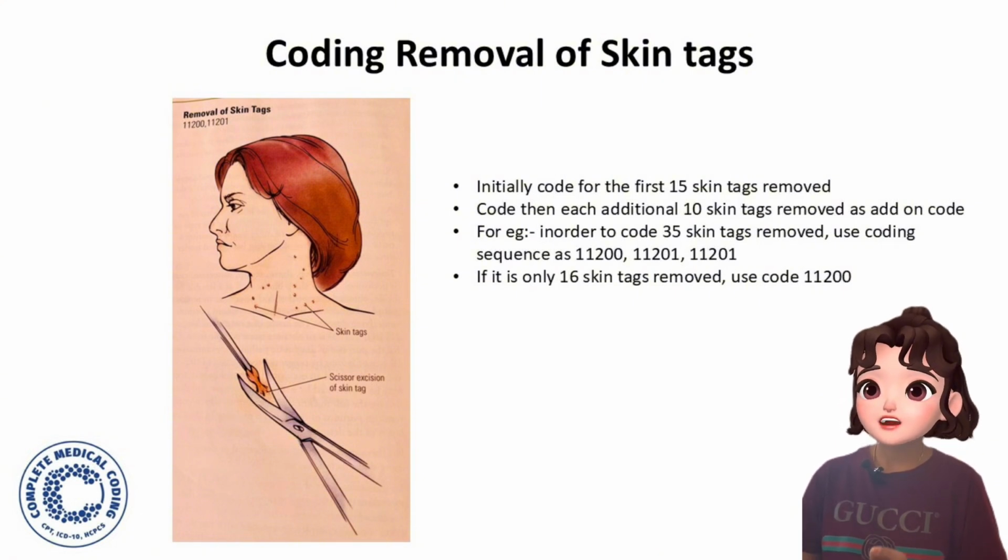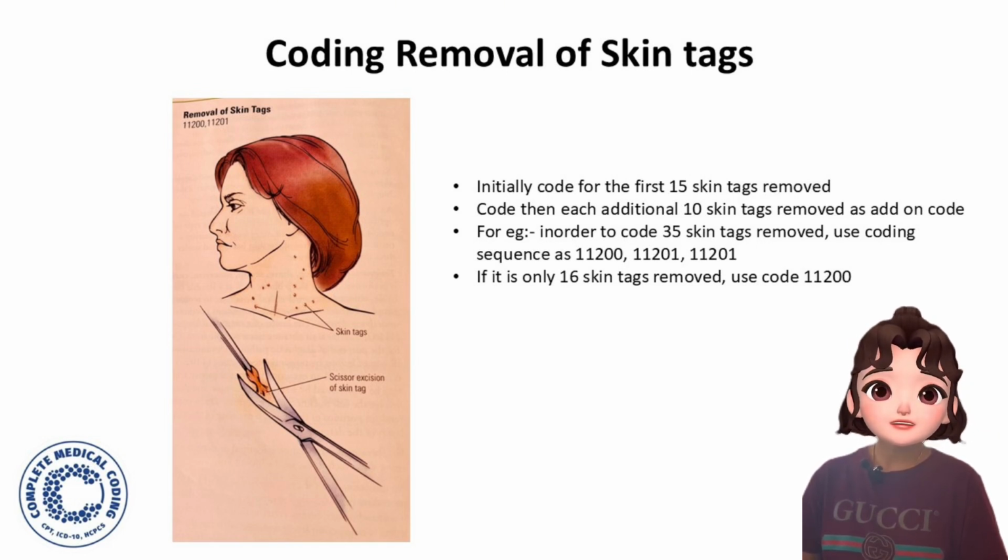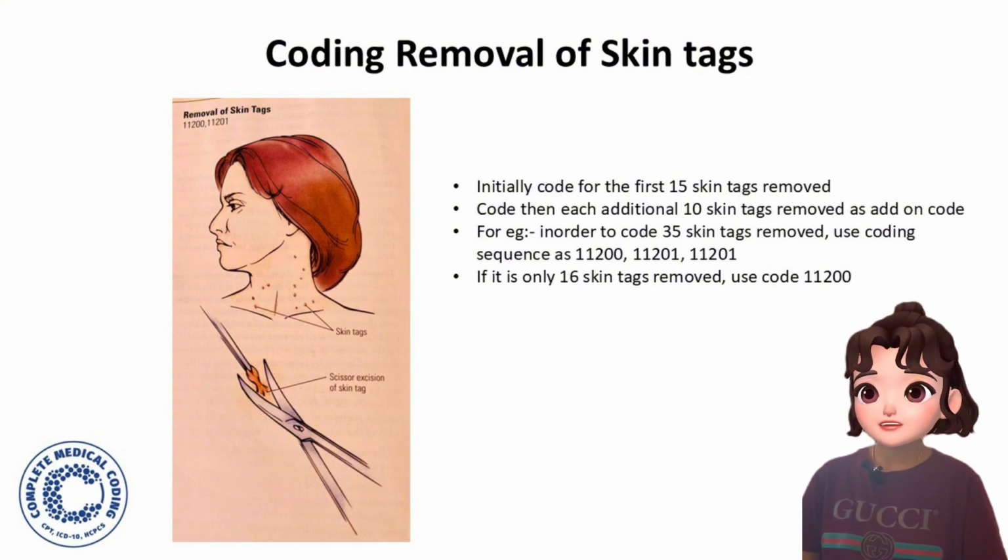So initially you have to code for the first 15 skin tags removed, that is 11200. That is the code for the first 15 skin tags. You can see in the picture as well, removal of skin tags. 11200 represents removal of skin tags for the first 15 skin tags.